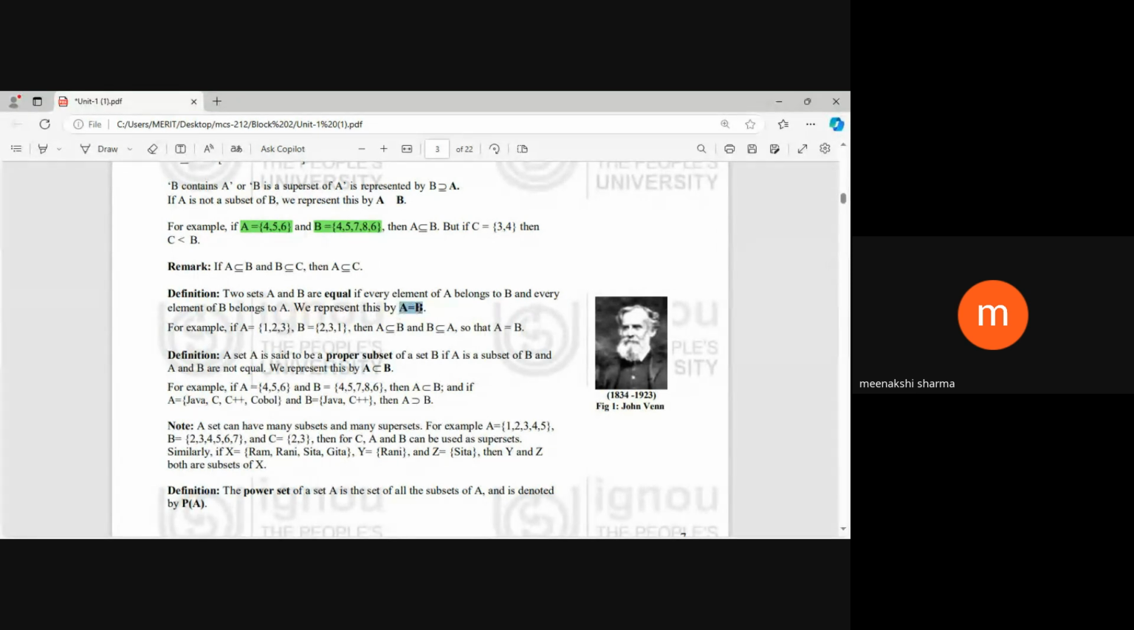There is an equal to sign. Equal to means both sets have the same elements. Like A and B set elements are the same. A is equal to 1, 2, 3, B is equal to 2, 3, 1. The elements of both sets are equal, 1, 2, 3 and 2, 3, 1. Both elements are equal, that's why it's called an equal set. Okay, students? Yes, ma'am. The equal set sign is this. The subset sign is this.